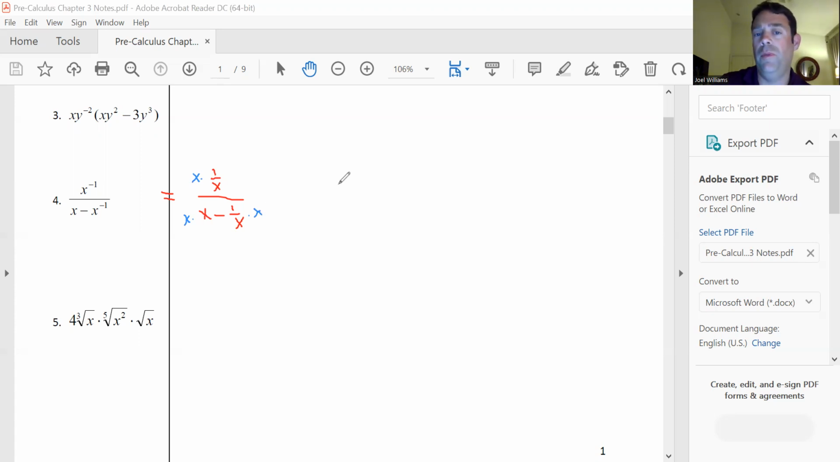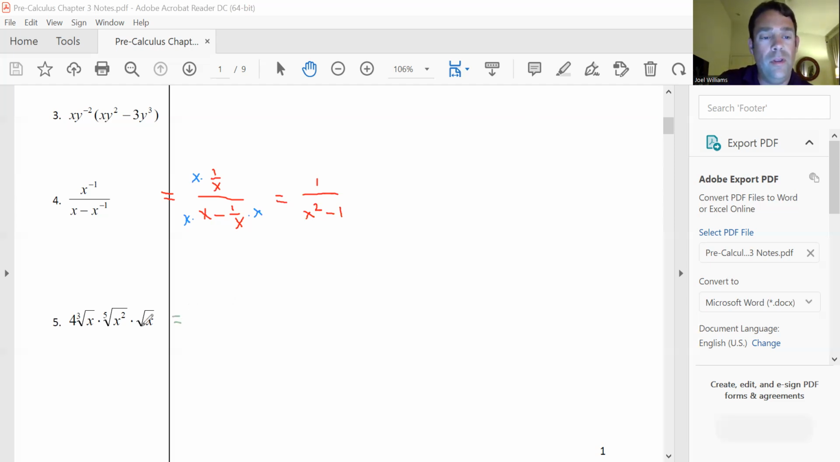And again, like we've said many, many times, math is pretty much just multiplying a whole lot of 1s and adding a lot of 0s together. So the x's cancel out. I'm left with 1 over x squared minus 1. So it looked like it was going to be pretty bad, but honestly, it wasn't that bad at all. How about this last one here?